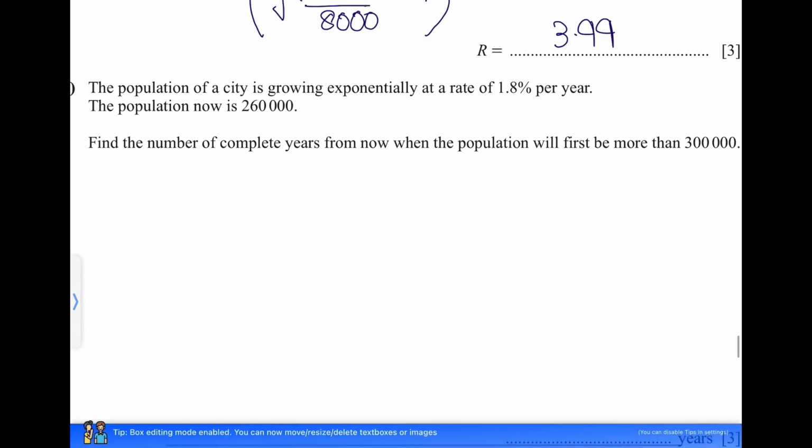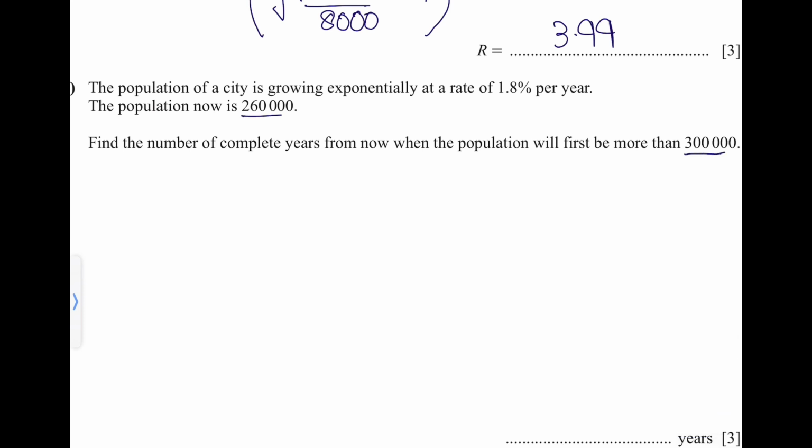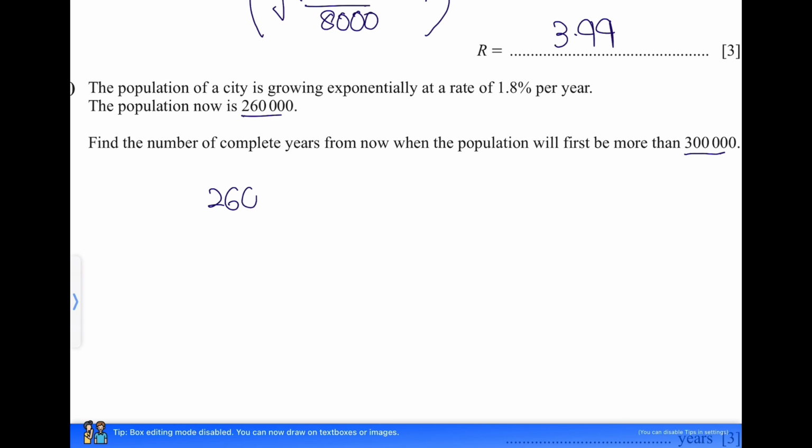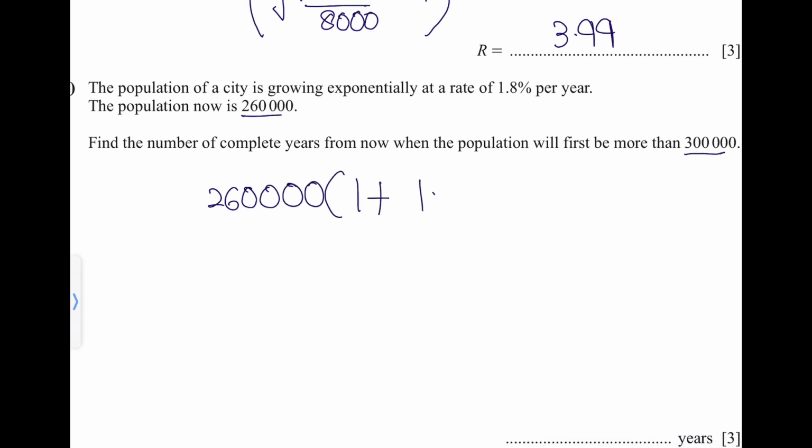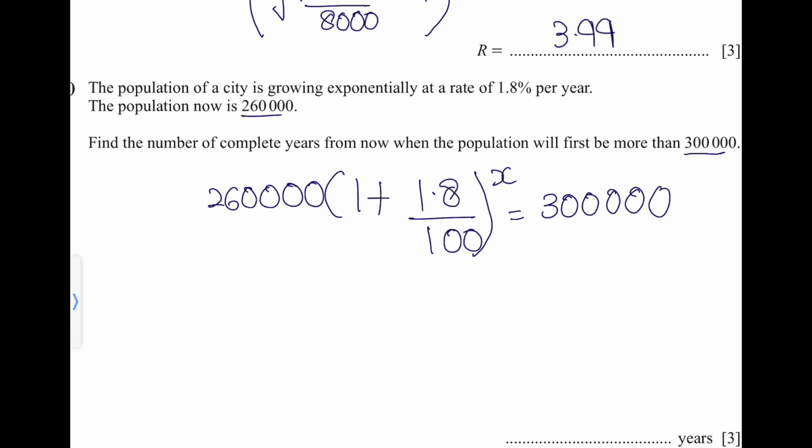Next, it says that the population of a city is growing exponentially at a rate of 1.8% per year. The population currently is 260,000. Find the first year the population is more than 300,000. So 260,000 times (1 plus 1.8 over 100) raised to x, the number of years that you have to find, is 300,000. Now for these questions, you can use the log method, which is okay. Otherwise, what you can do is the trial and error. So first I'm going to do trial and error, then I'm going to use logs.